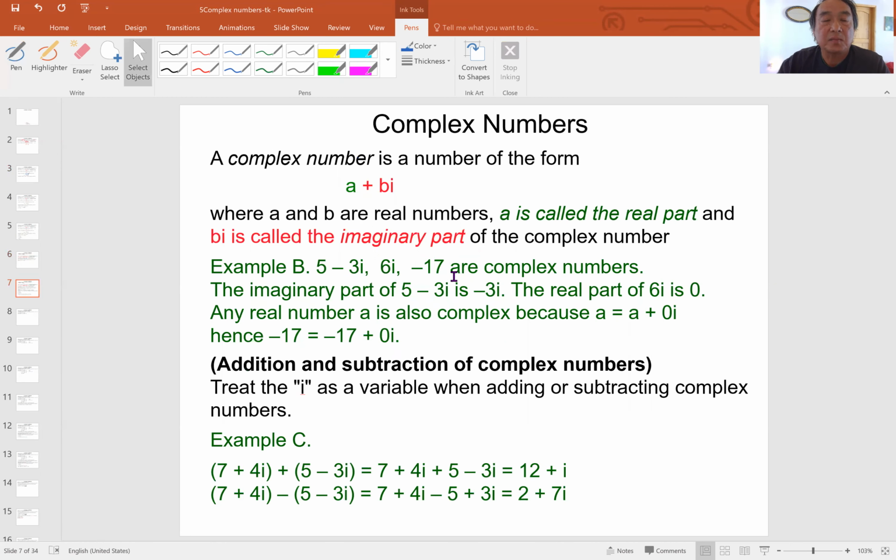We add complex numbers by treating the i parts like variables. So 4i minus 3i becomes plus i.